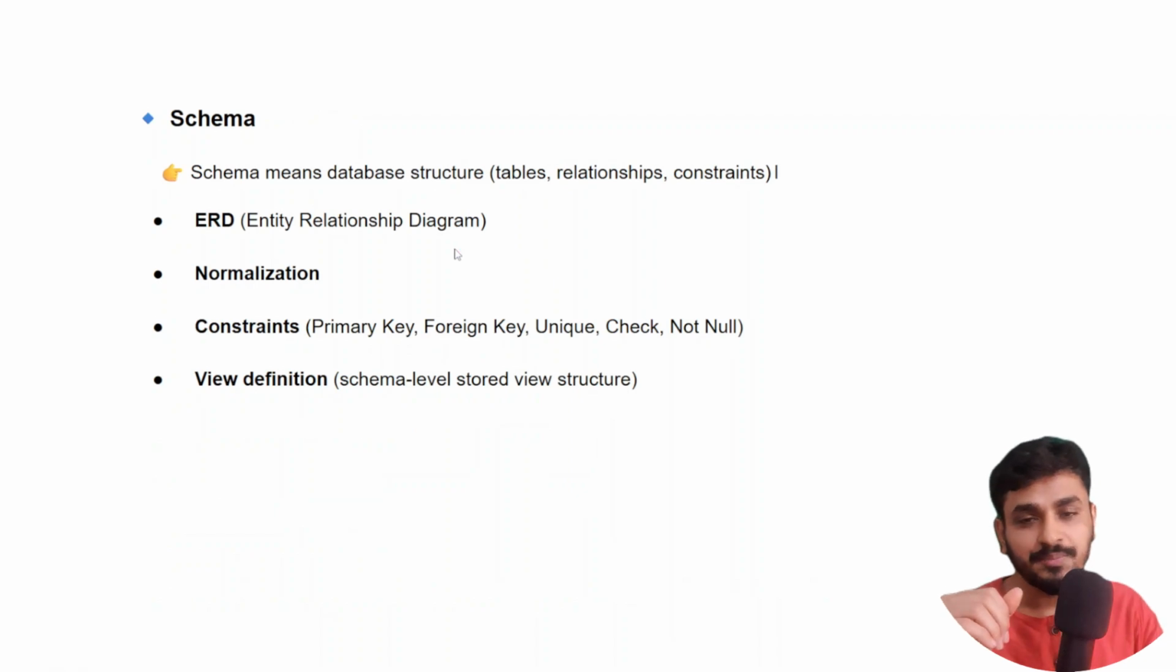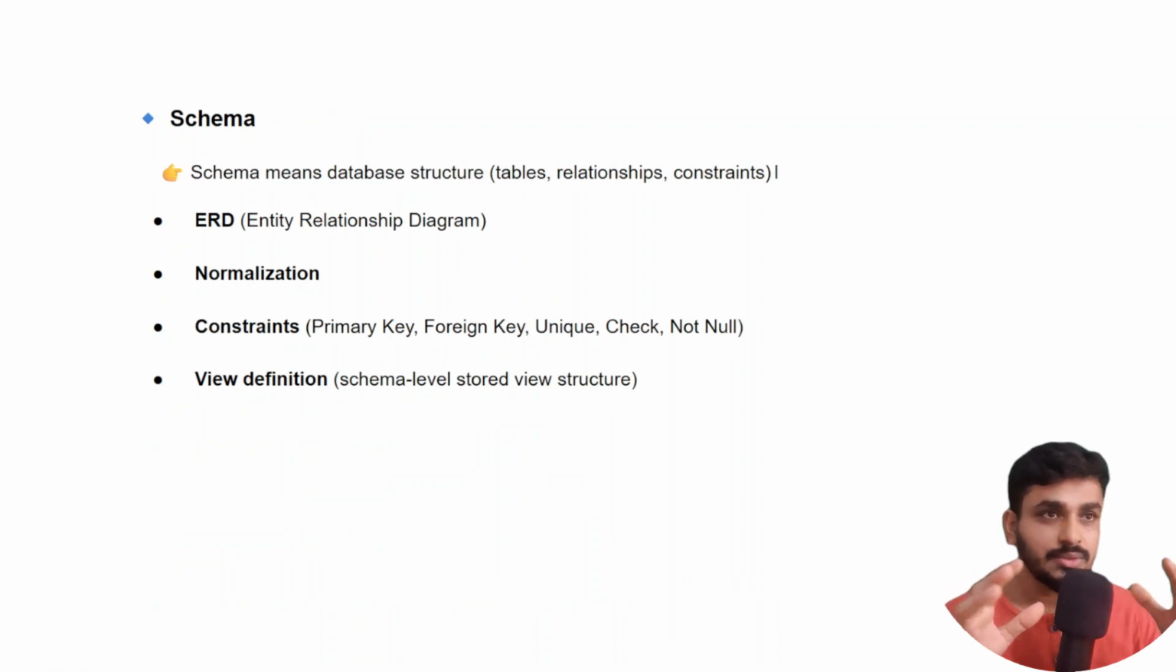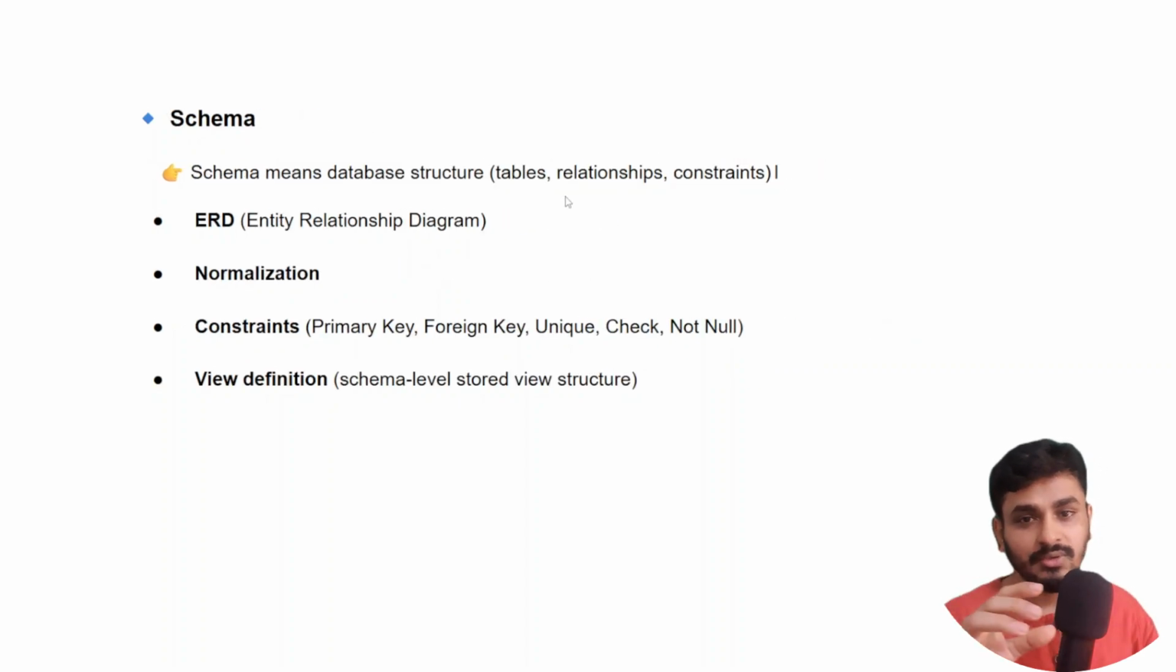So next one is schema. Schema means structure. We use the schema to create tables and maintain constraints, to maintain consistency, and relationships between two tables. And ER diagram. ER diagram means entity relationship diagram. What is an entity? I have told you, every table you can call an entity. So entity relationship, one entity to another entity, we will learn in detail in the next video.